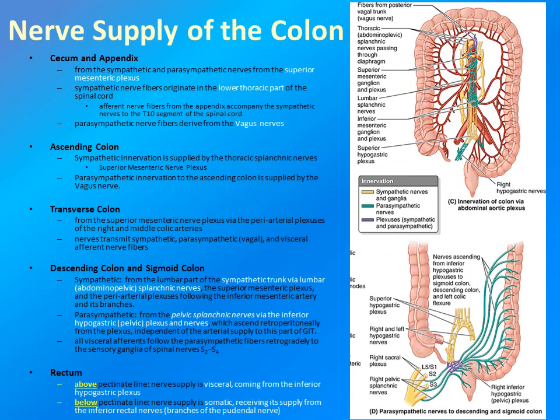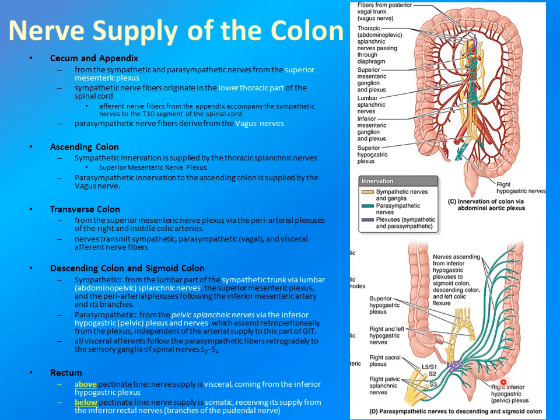The nerve supply of the colon is also complex. For the most part, in the cecum, the appendix, the ascending colon, and transverse colon, the sympathetic supply is received from the superior mesenteric plexus, and the parasympathetic nerve supply from the vagus nerves. For the descending colon and sigmoid colon, this is a little bit different, as well as for the rectum. In the sigmoid colon and descending colon, sympathetics come from the sympathetic trunk, but via the abdominopelvic splanchnic nerves. And parasympathetics come from the pelvic splanchnic nerves via the inferior hypogastric plexus.